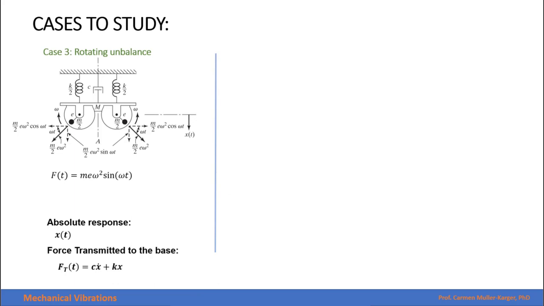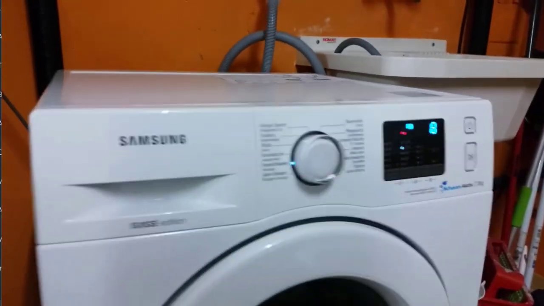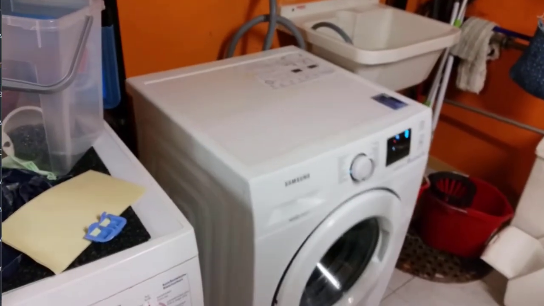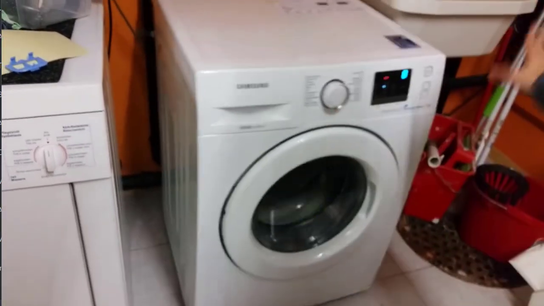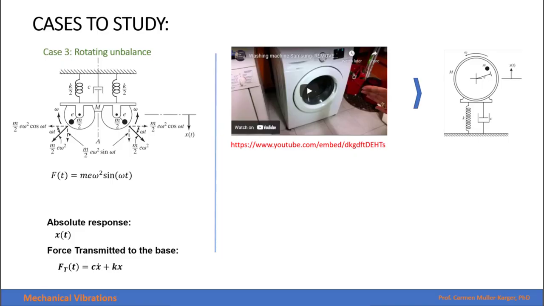Unbalance in rotating machines is very common. Let's see some examples. A laundry machine can get so unbalanced that it can even walk. As you see in this YouTube video, the machine is almost walking because the vibration is so high that the person decides to turn off the machine. And we can simulate this laundry machine as a mass with an unbalance supported by a spring and a damper.